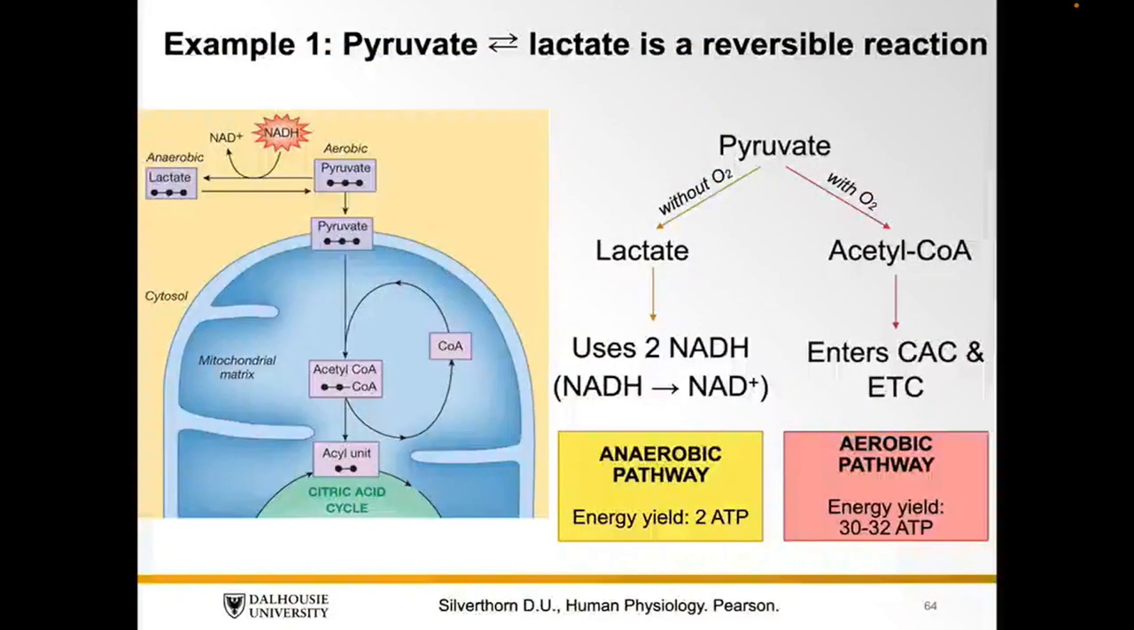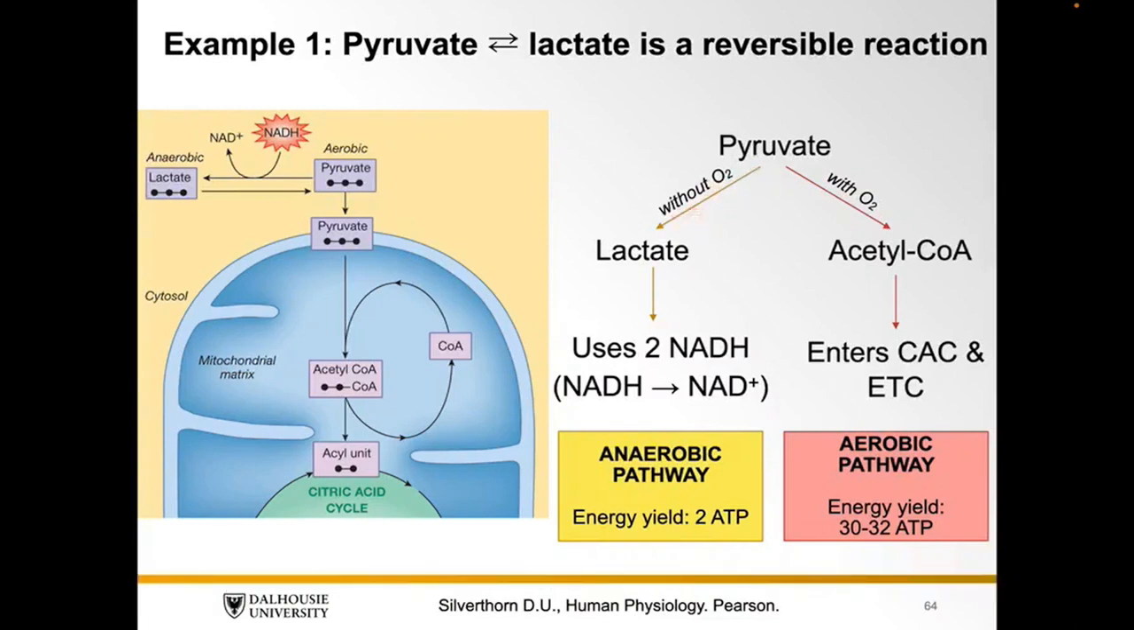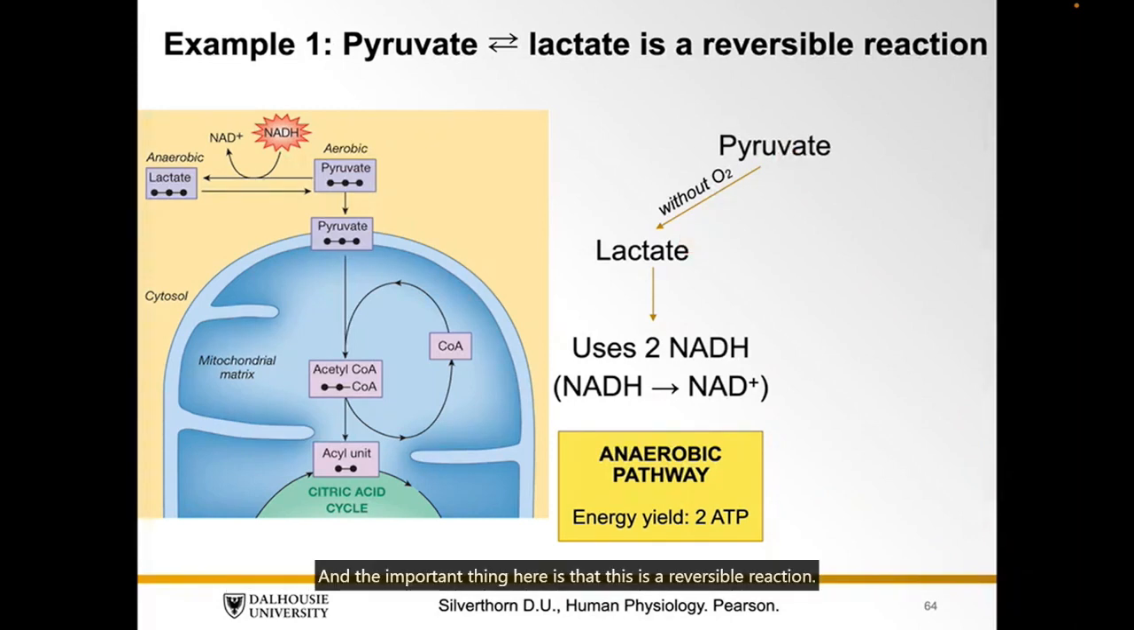So we saw earlier in this unit that pyruvate can be converted to lactate when conditions have limiting oxygen. We also saw that pyruvate can be converted to acetyl-CoA when there's lots of oxygen available. Now, for the purpose of this example, we're really focusing on the conversion of pyruvate to lactate. And the important thing here is that this is a reversible reaction. We haven't talked about it much, but pyruvate can be converted to lactate, but lactate can also be converted to pyruvate, making this a reversible reaction.